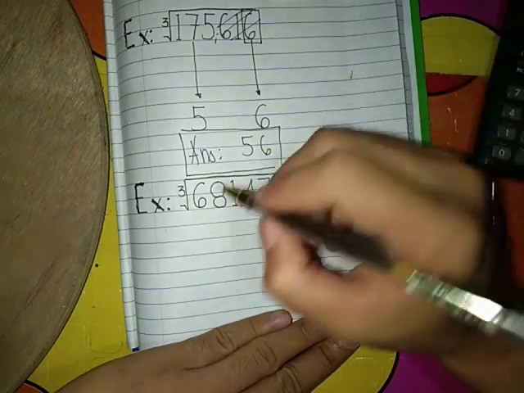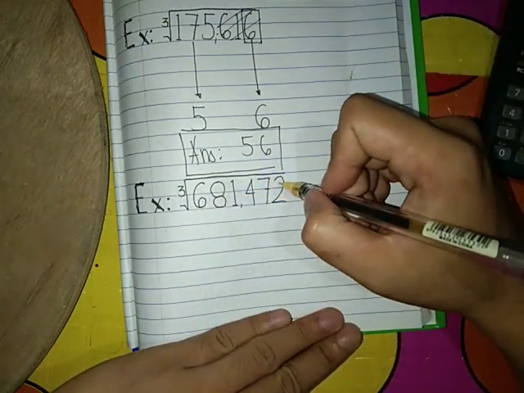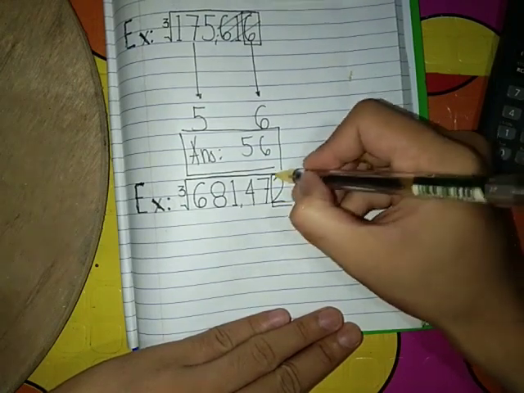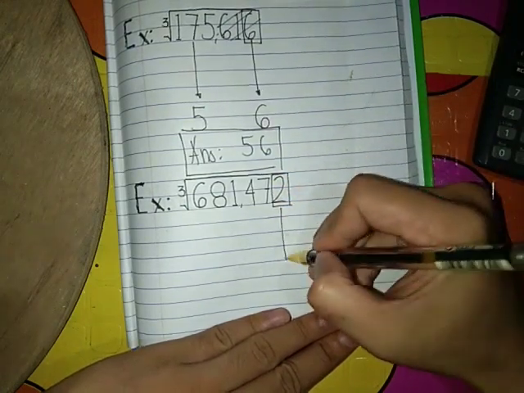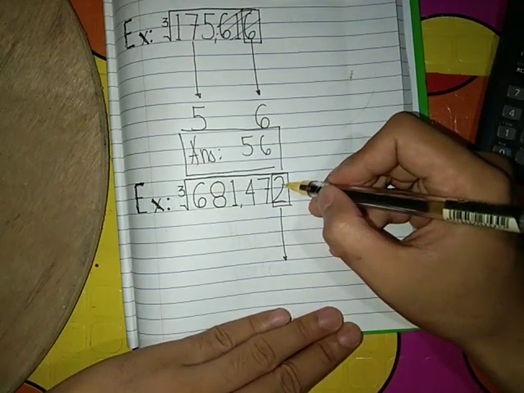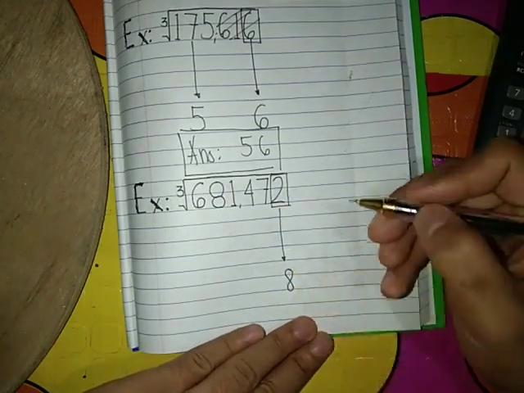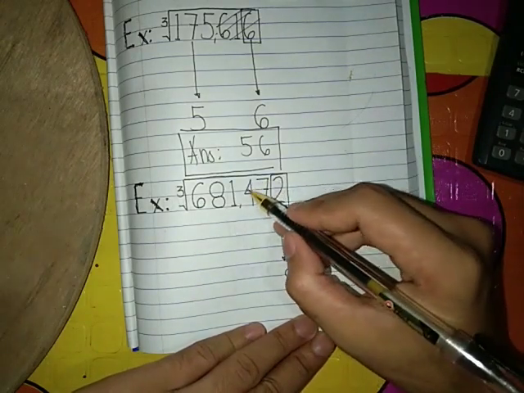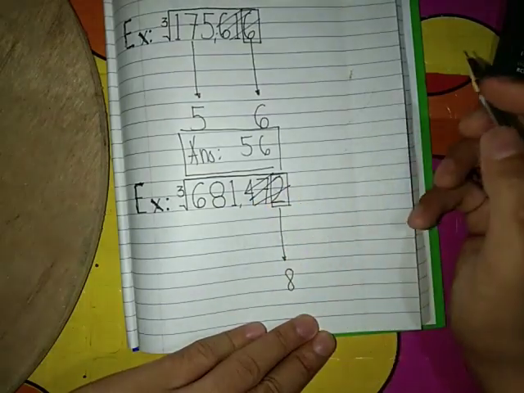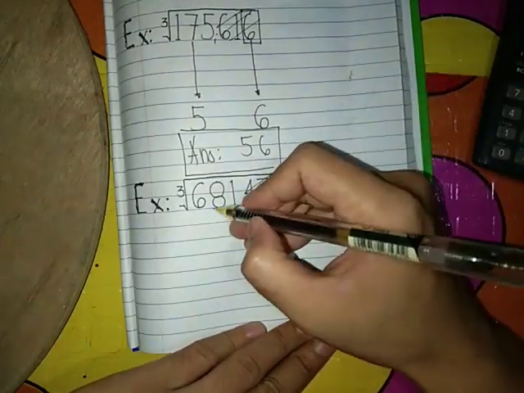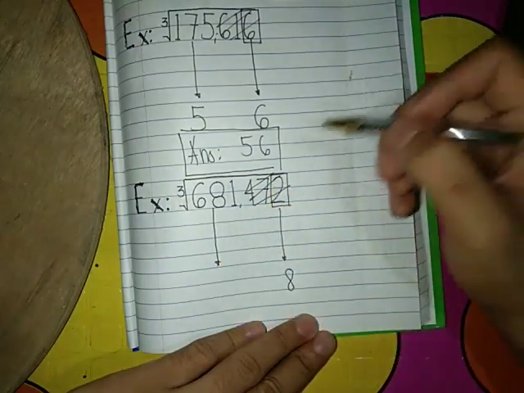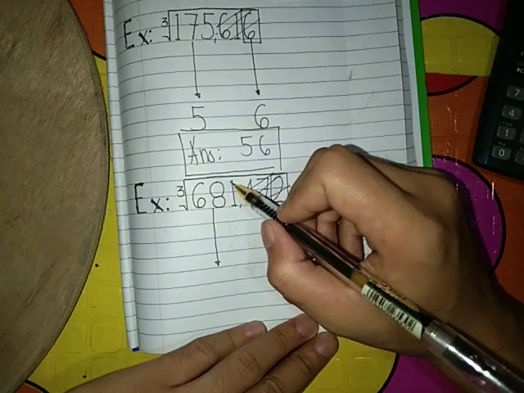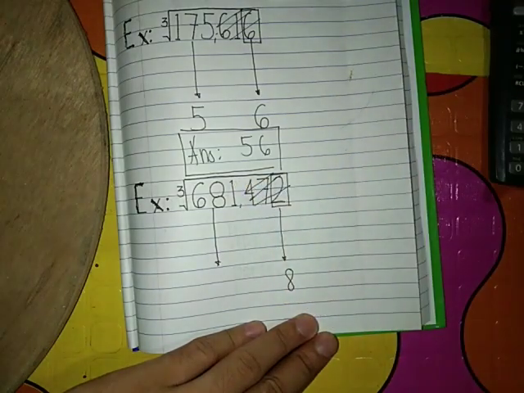Example. Here, look at the last digit. The last digit of this number is 2. Therefore, the cube of 2 is 8. Right? Then ignore the last 3 digits. Ignore these last 3 digits. Then find the closest number to this 681. What is the closest number to a cube?